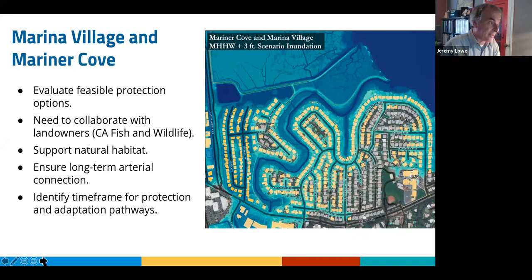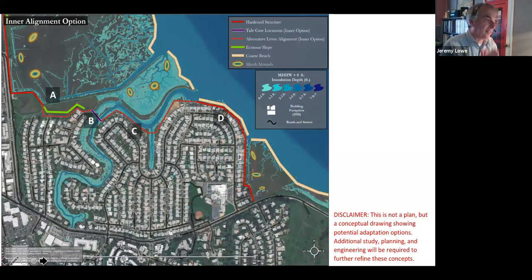So next slide, please. This slide shows an inner alignment where a levee or sheet pile wall might be constructed around the communities. This is to keep the water out. Where there is more space between the houses and the water, such as by Marina Village, marked by the letter A, there are opportunities to build an ecotone slope, so putting a transition into the adjacent marsh.